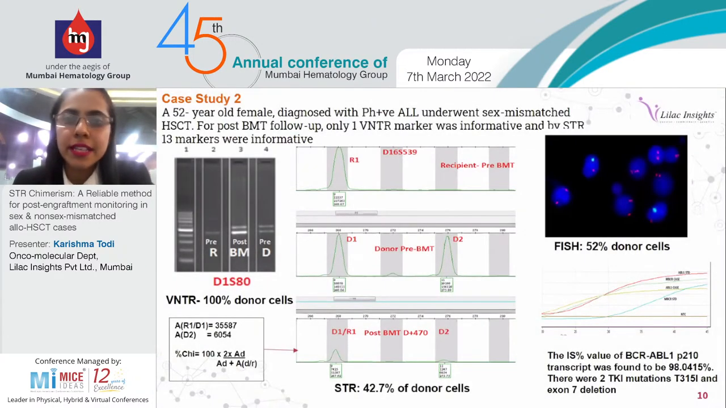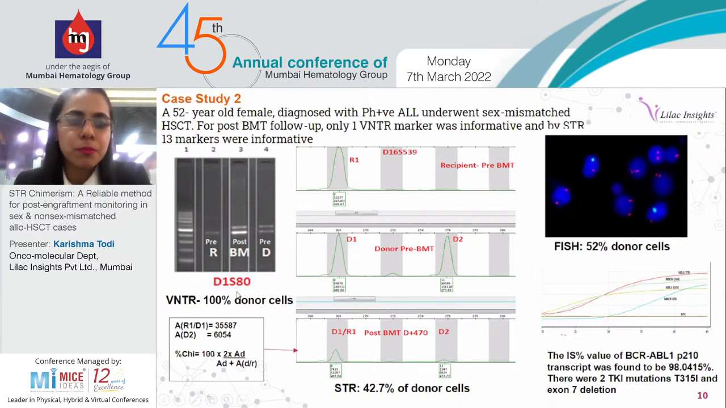Now, we did a case 2 study of a 52-year-old female who was diagnosed with Ph-positive ALL and underwent a bone marrow transplant. Only one VNTR marker was informative, whereas by STR, 13 markers were informative. Again, STR became the more informative marker over here.